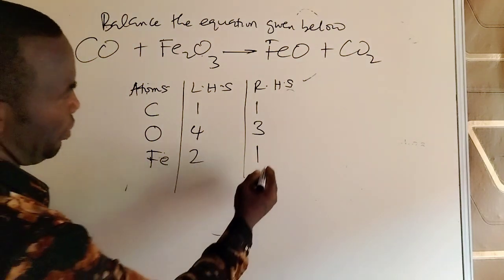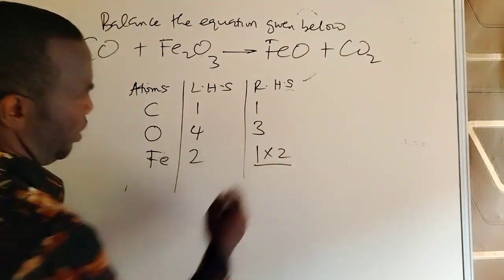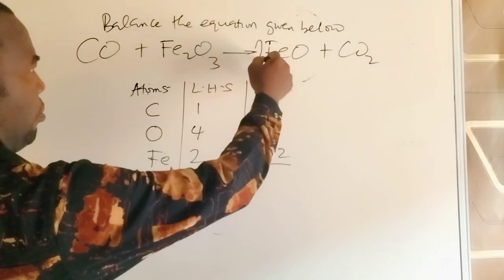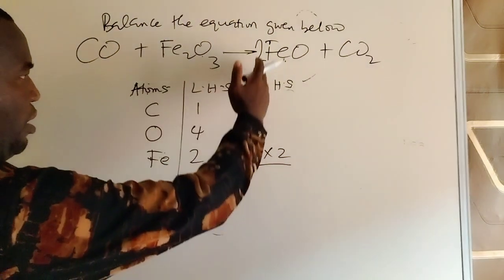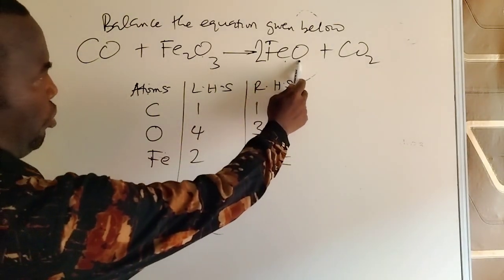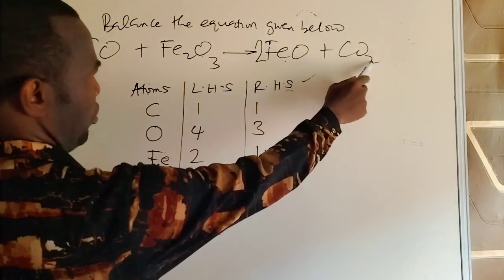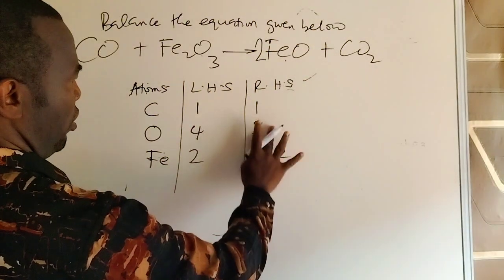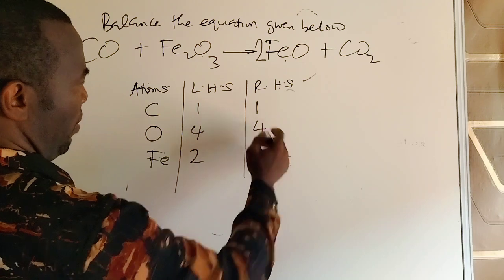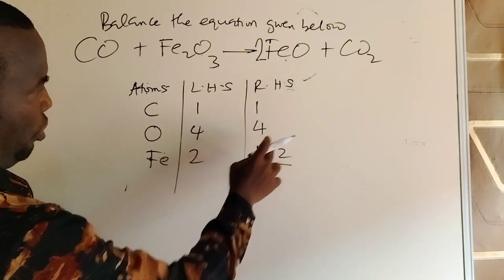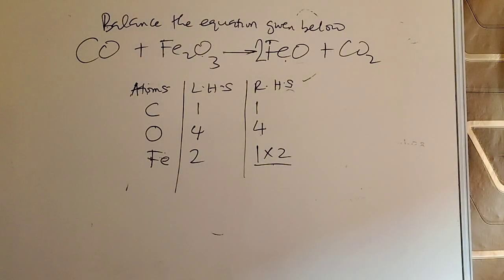So multiply the product side for iron by 2. Go to the product side, you see iron, you put 2 in front. Before you go ahead, you have to change the table. What are you going to change? The oxygen. So oxygen here becomes 2 times 1, 2, plus this 2, that is 4. Oxygen turns to 4. You see, by balancing iron, you also balance what? Oxygen. So that is the balanced equation.